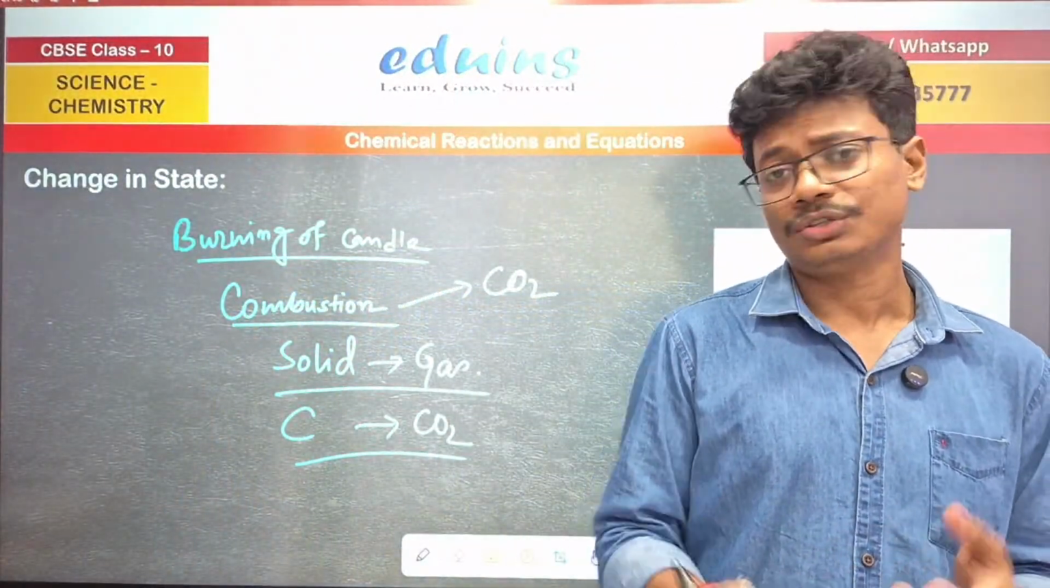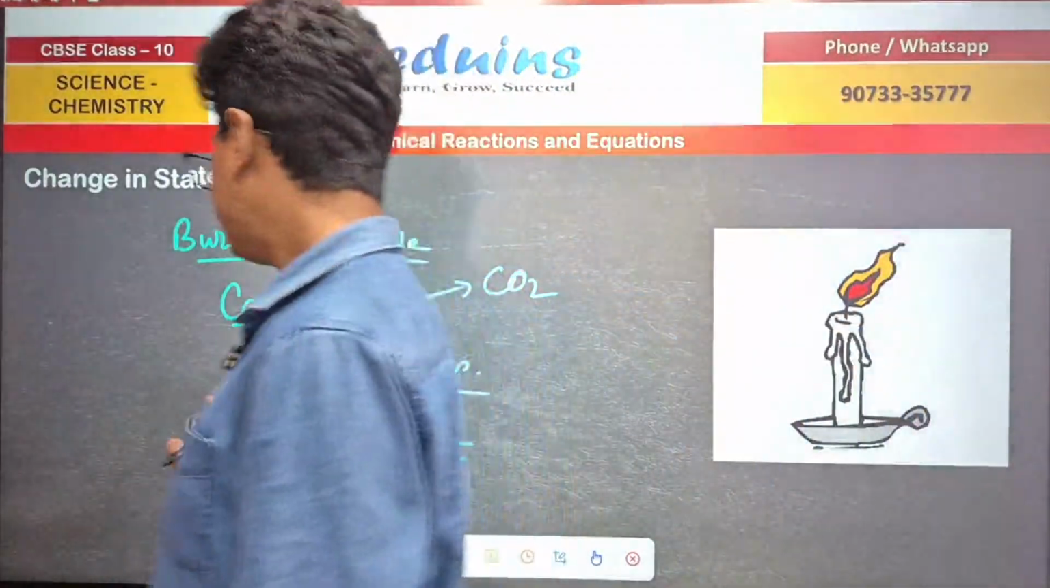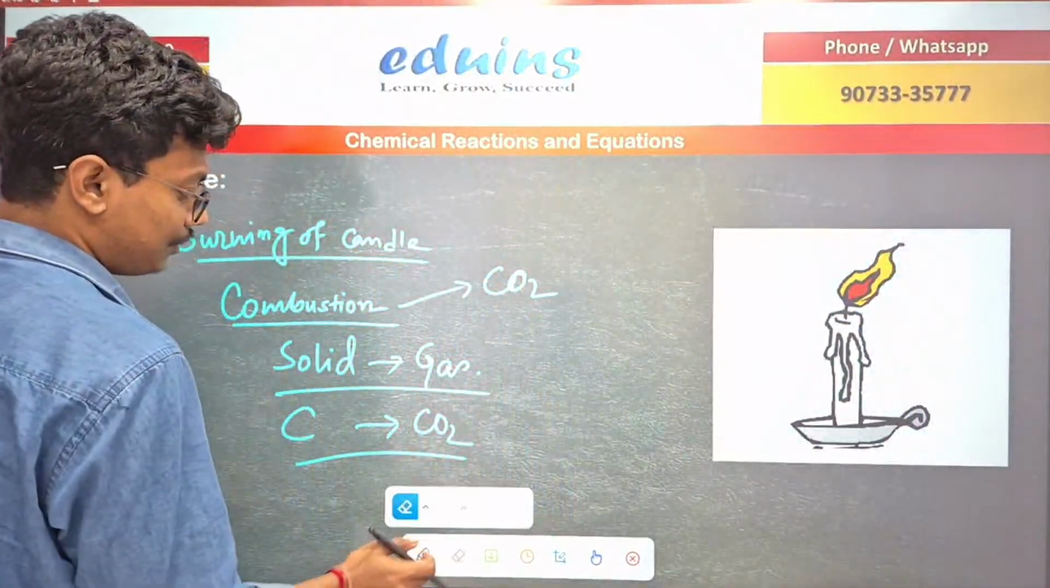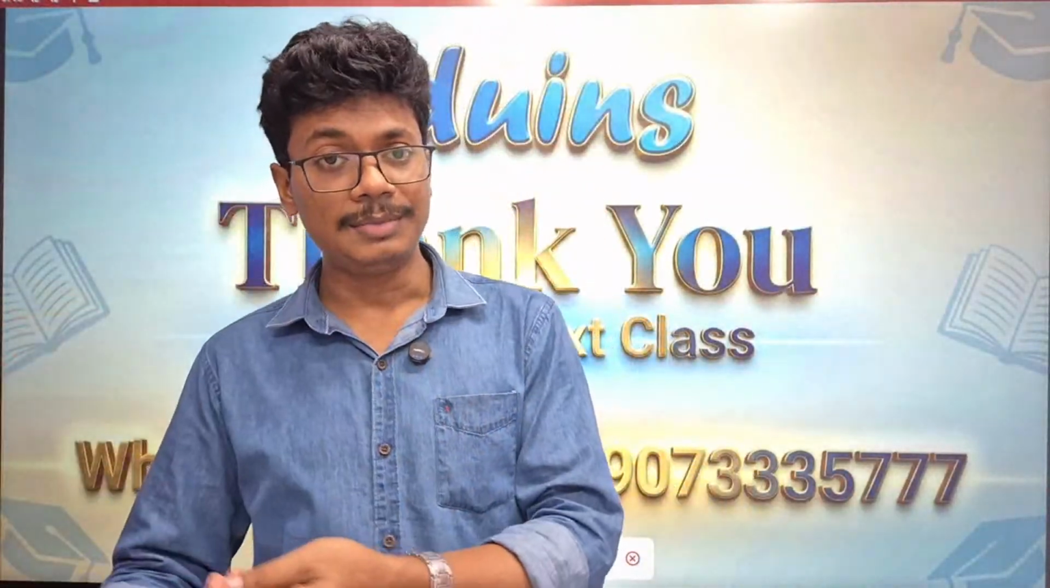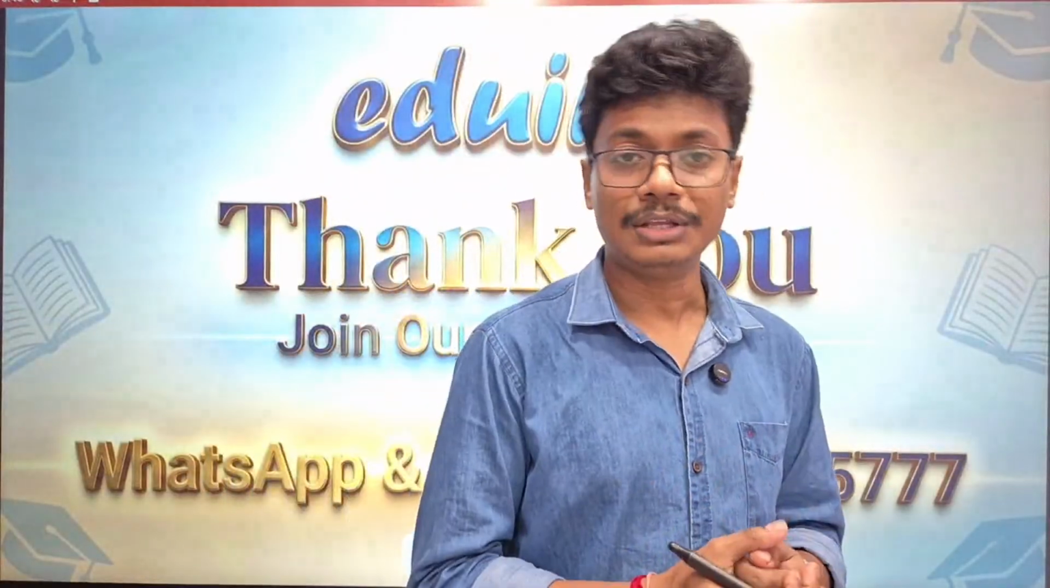And also the examples of all the properties, that is evolution of heat, evolution of gas, etc. Okay, so that's all for today's class. In the next class we will discuss about the chemical reaction, chemical equation mainly, and balanced chemical equation.